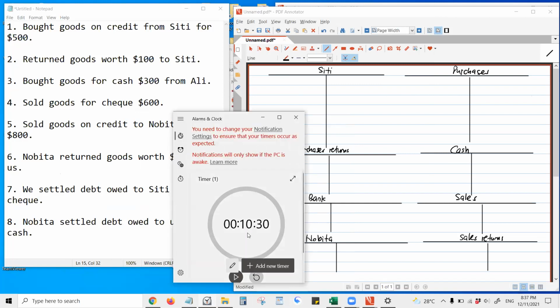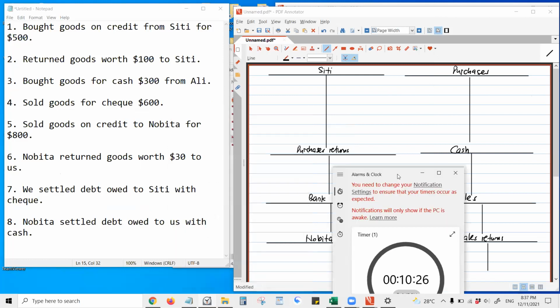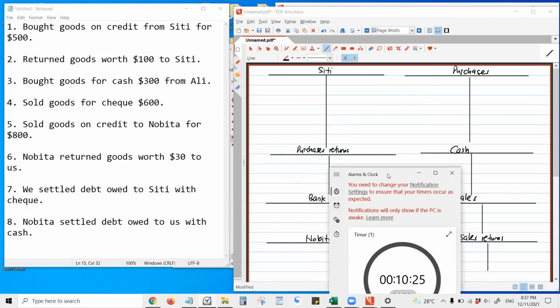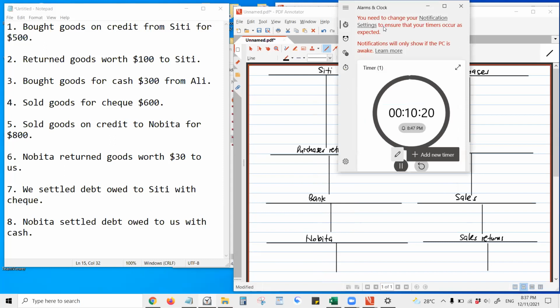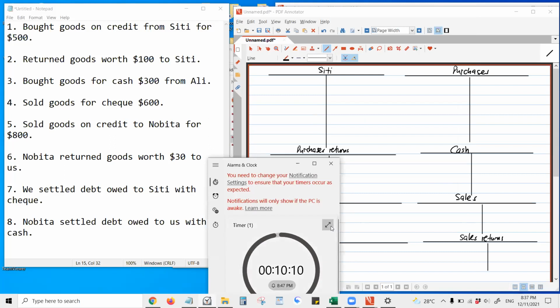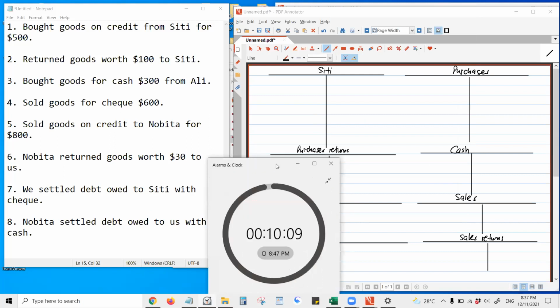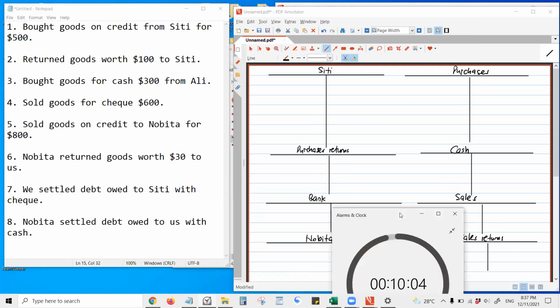Okay, 10 minutes and 30 seconds. I think the timing given is okay. You may start. I wait for a picture from WhatsApp from every one of you.